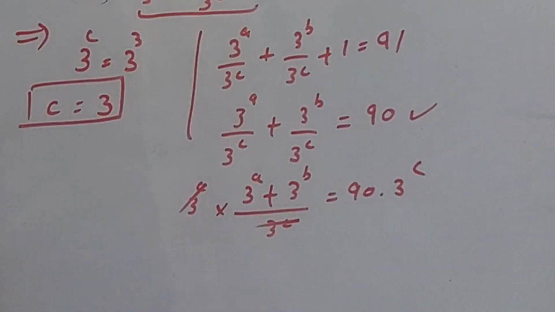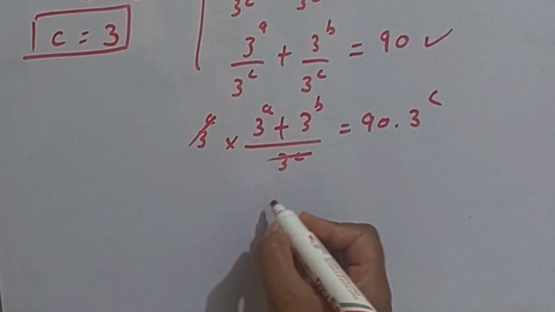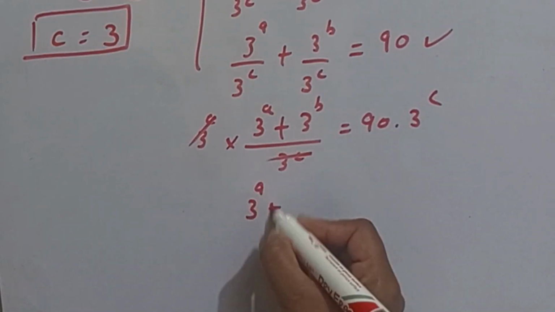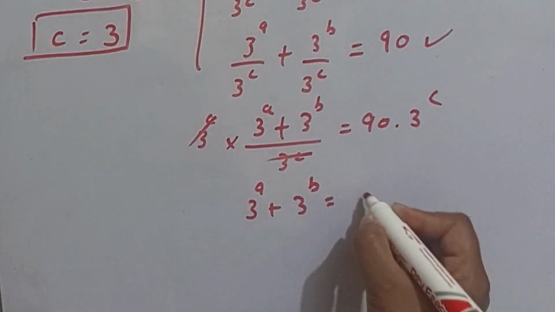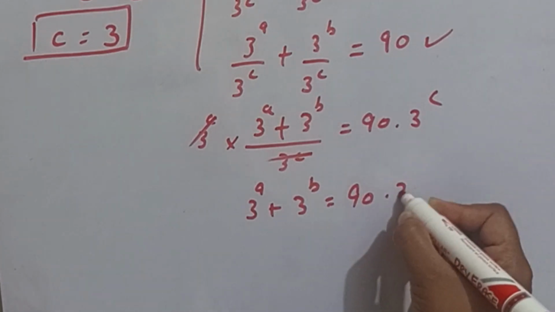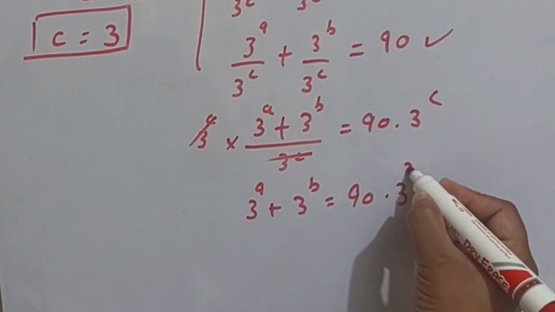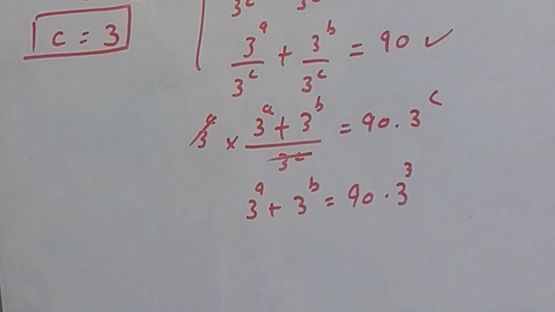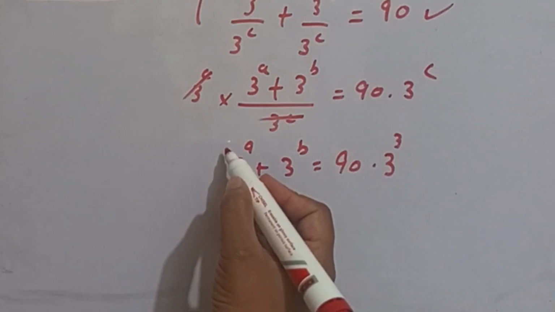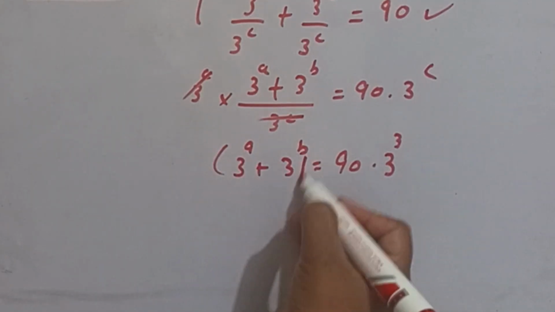This will cancel. We just get 3 raised to the power a plus 3 raised to the power b, which is equal to 90 multiplied by 3 raised to the power c. And c in our question is equal to 3. So here we write 3. Now in the next step, we look at this left hand side.